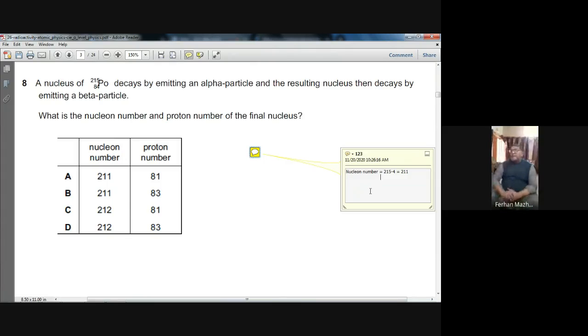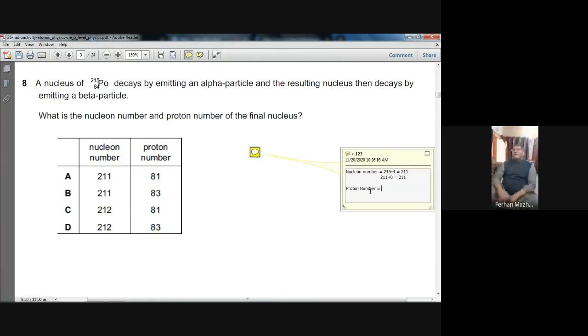Then a beta particle was emitted. When the beta particle is given out, there is no change in the nucleon number. So the final nucleon number should be 211. That is the story of the nucleon number. Then we have proton number.